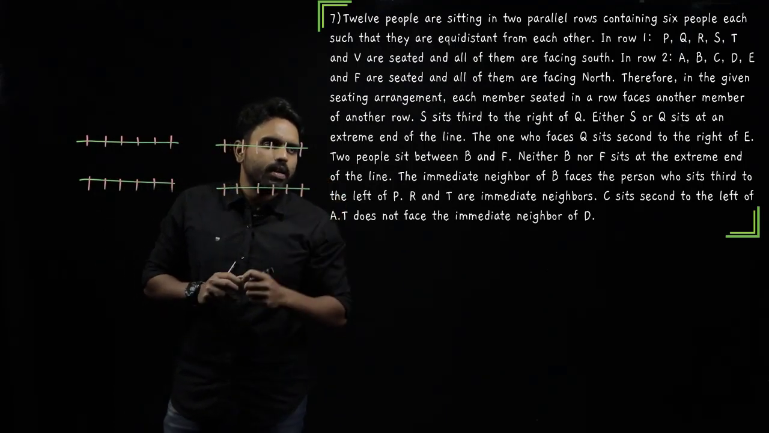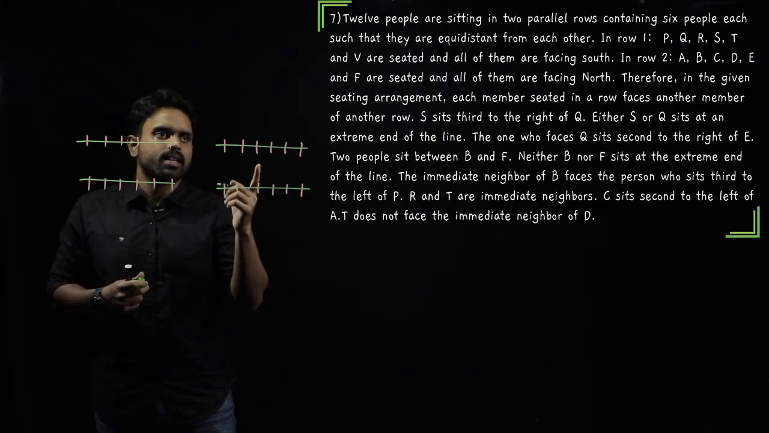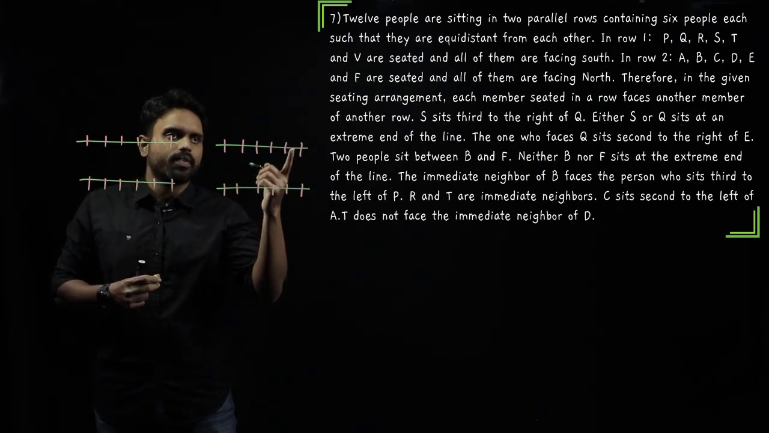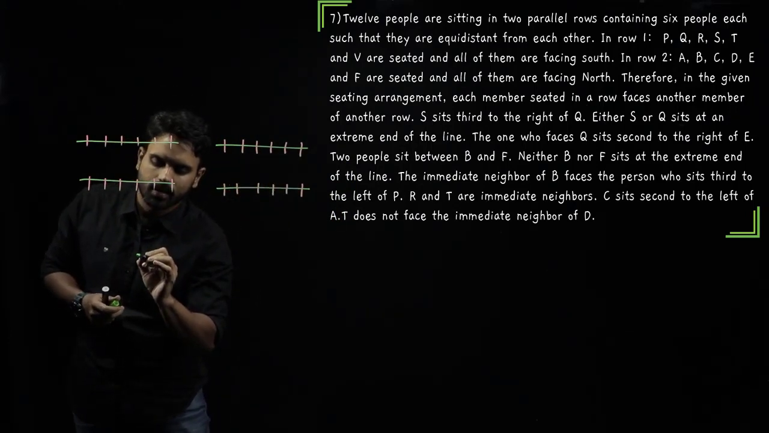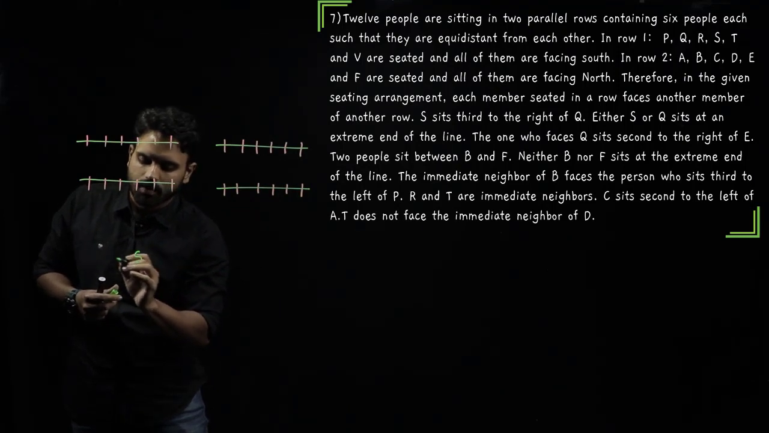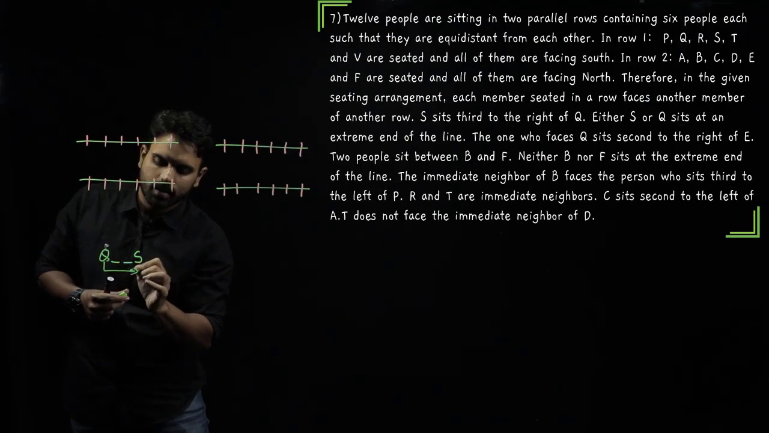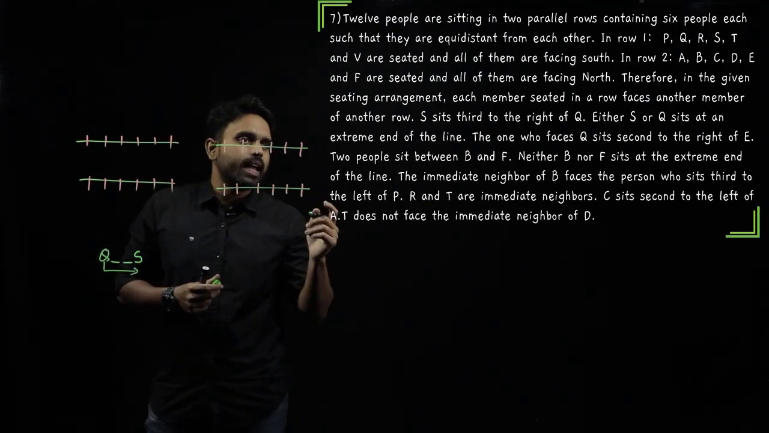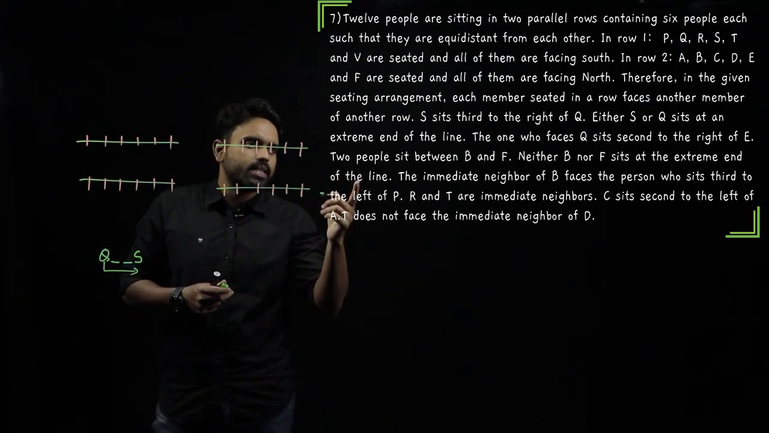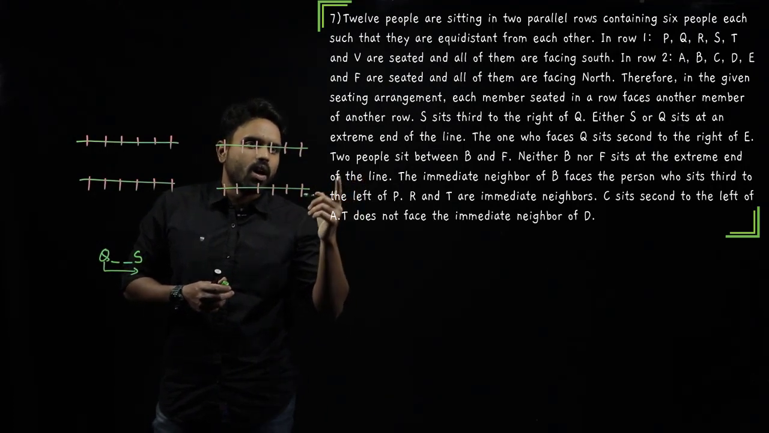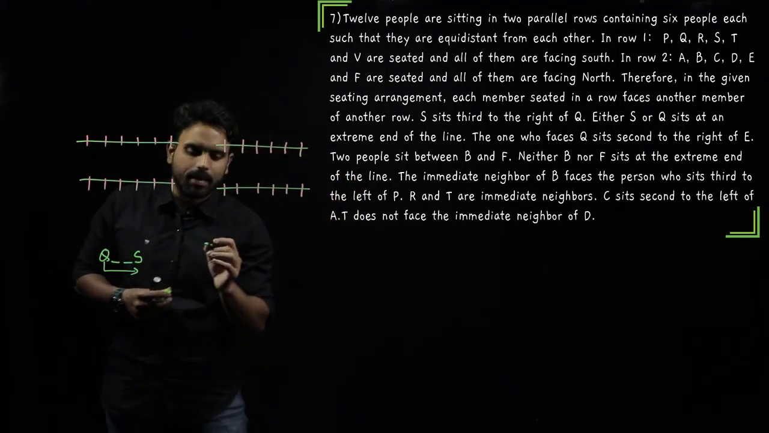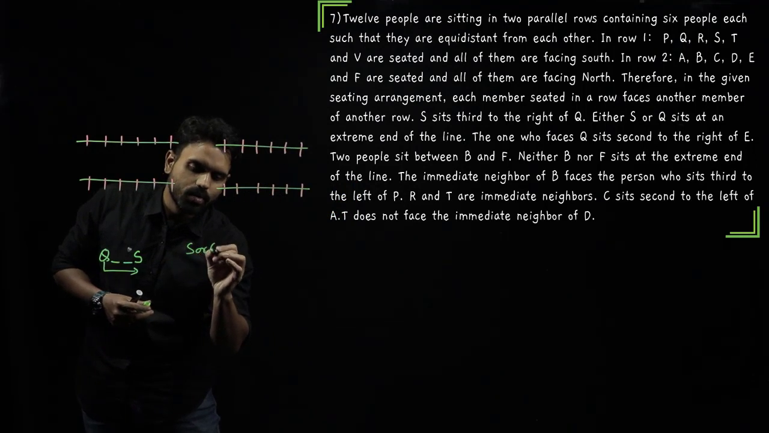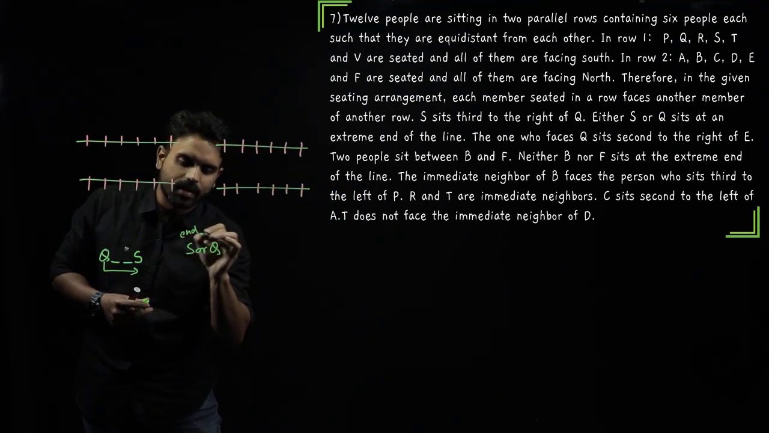S sits third to the right of Q. First to the right, second to the right of Q, S sits third to the right of Q. Next statement. Either S or Q sit at an extreme end of the line.